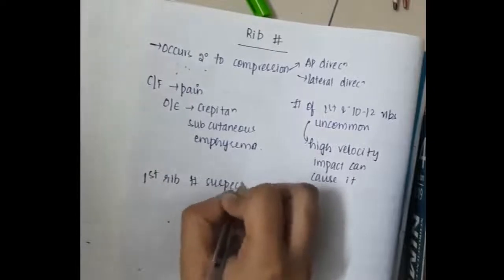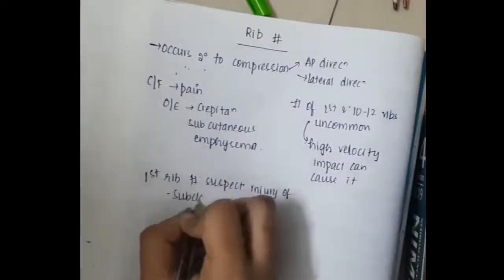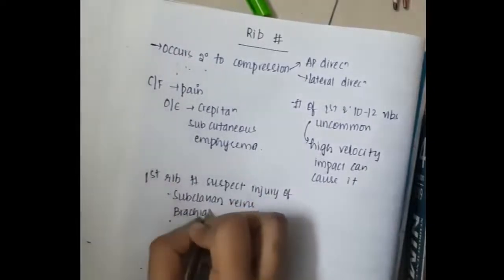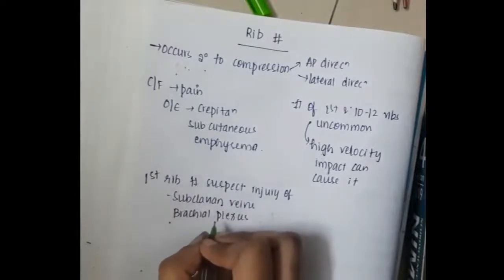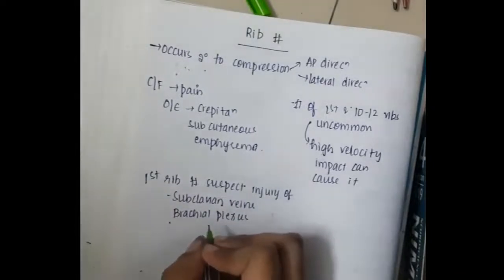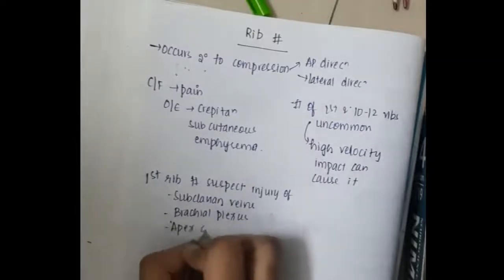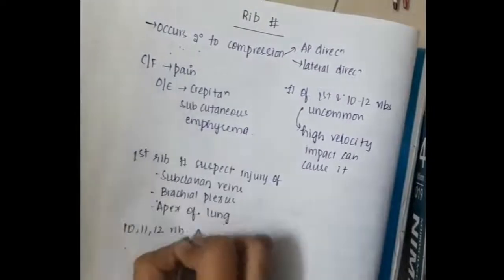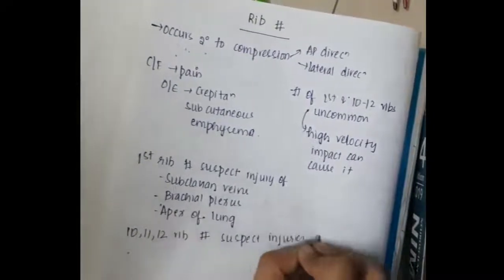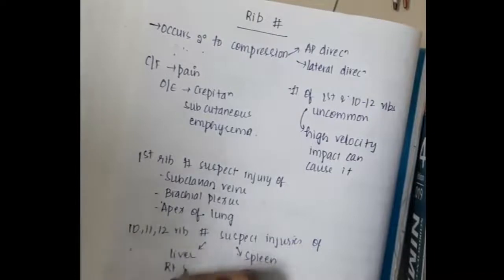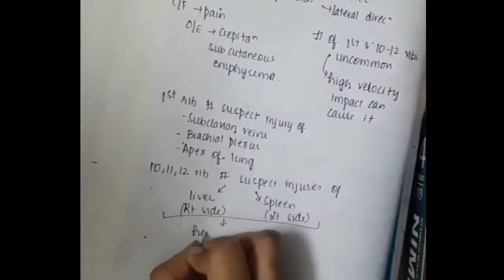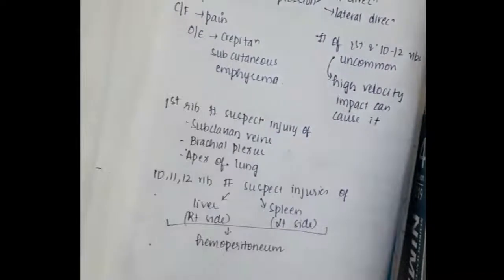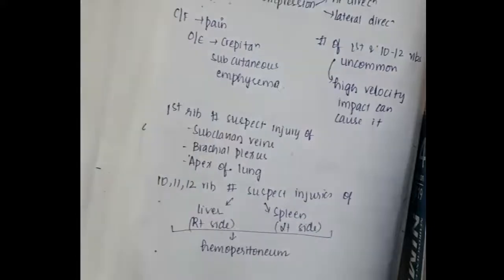If there is a first rib fracture, always suspect injury to the subclavian vein, brachial plexus and apex of the lung, because these are in close proximity to the first rib. If there is a fracture of the 10th, 11th and 12th ribs, always suspect injury to the liver and spleen, liver on the right side and spleen on the left side, because these 10th, 11th and 12th ribs cover the liver and spleen. Both these will cause hemoperitoneum.